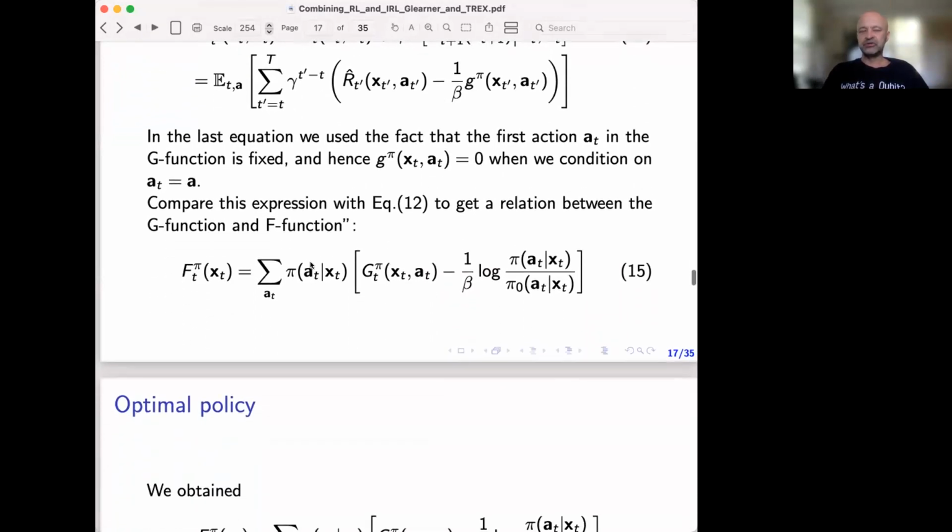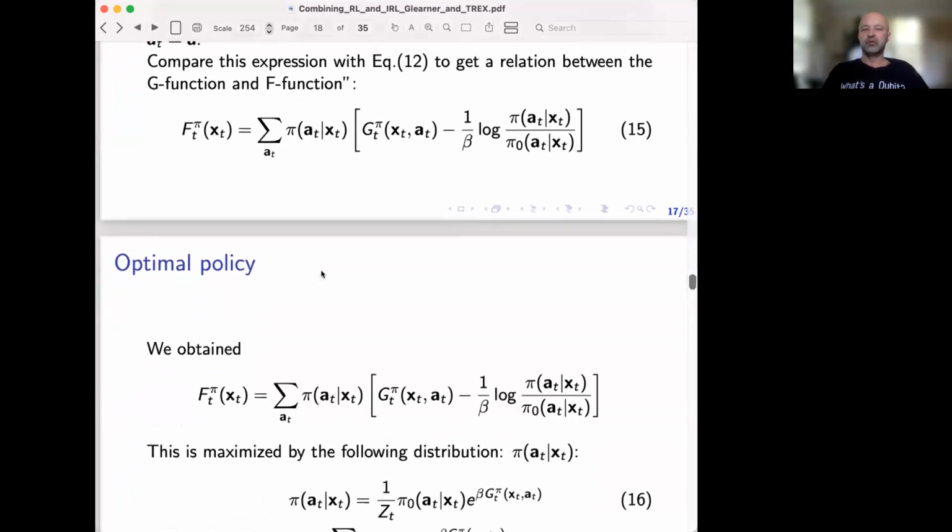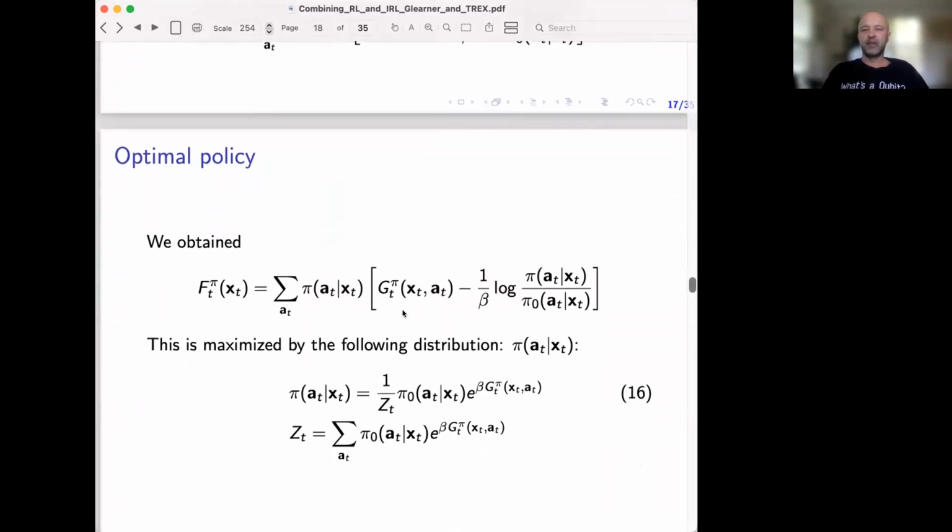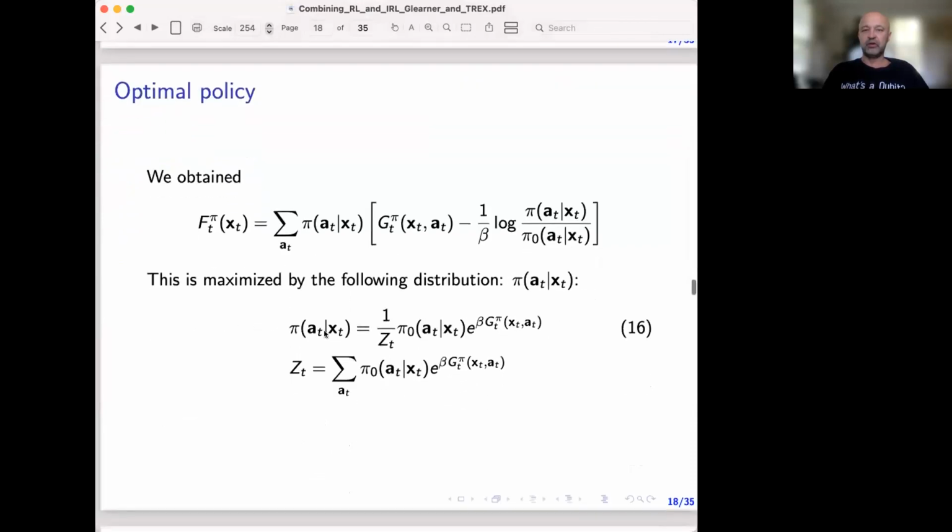Now you can see that it's a functional of the distribution, which stands here and here. So it's a nonlinear functional. We can maximize it with respect to the policy. And this maximization will give us this expression for the policy. So here we assume that we already deal with the optimal policy, which we obtain by iterating these equations, as I'll describe shortly.